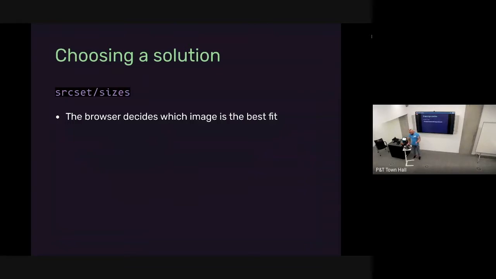With picture, you've got the srcset and sizes that you can use, but you also can use the media query to force the browser to use a particular image. So you've got complete control over which image is being used. And I'm a bit of a control freak, and I do like to tell the browser which image to use at different places. So I tend to use the picture element.